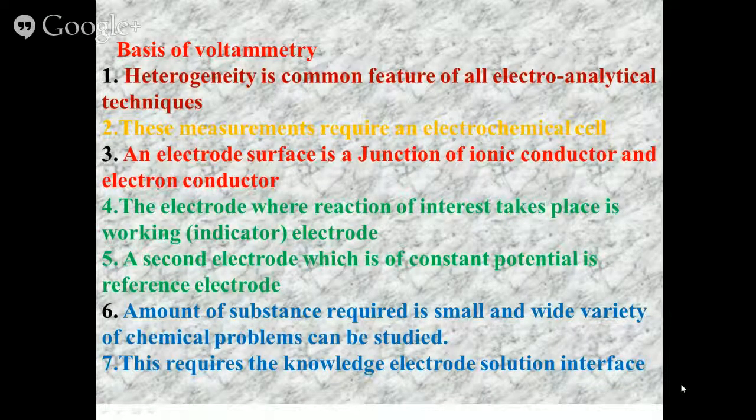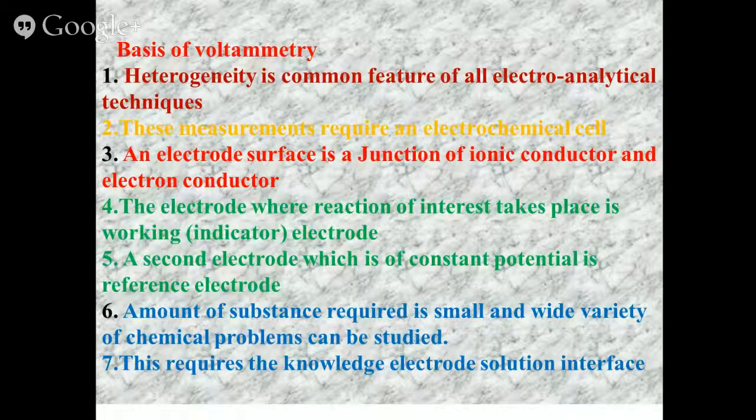Wherever the electron transfer is taking place, that electrode is called the working electrode. The counter electrode is where the second electrochemical reaction takes place. A second electrode, which is at a constant potential, is called the reference electrode. The reference electrode versus the working electrode gives me the potential. The current between the working electrode and the counter electrode gives me the electrochemical reaction that is taking place.